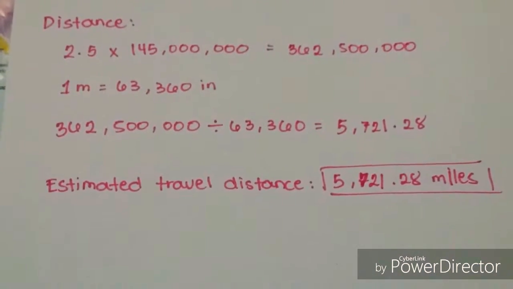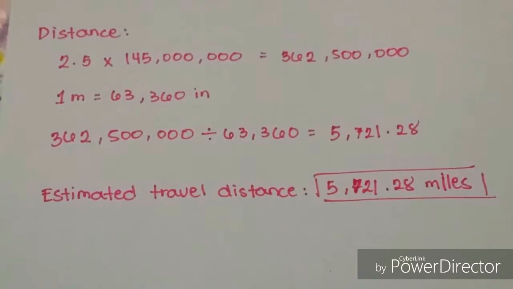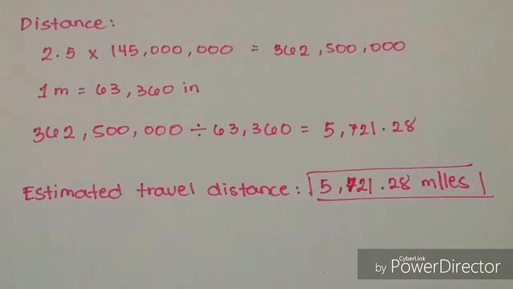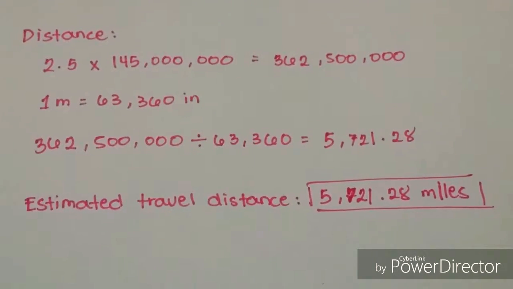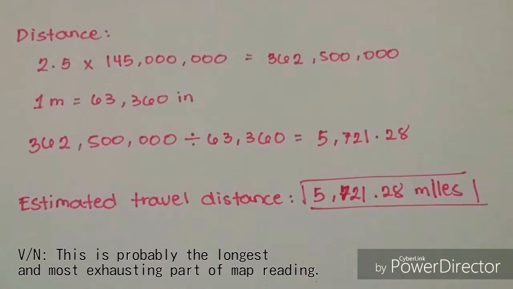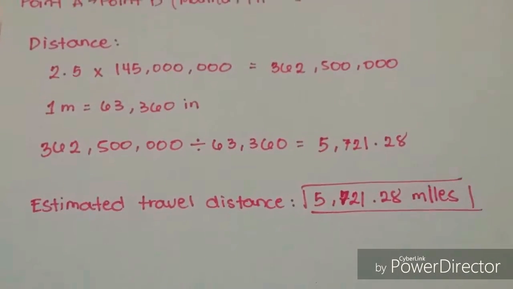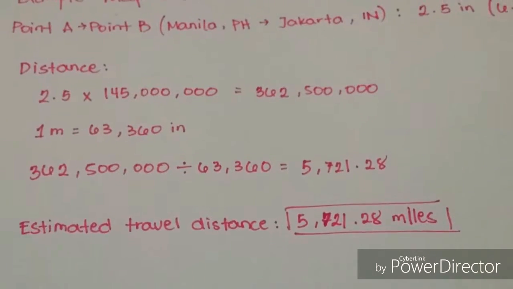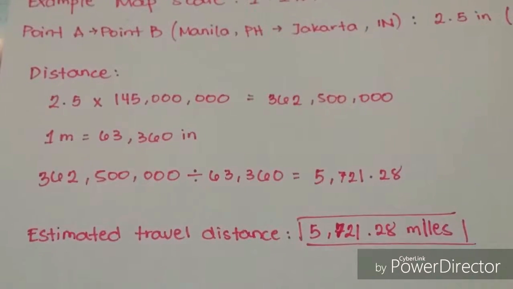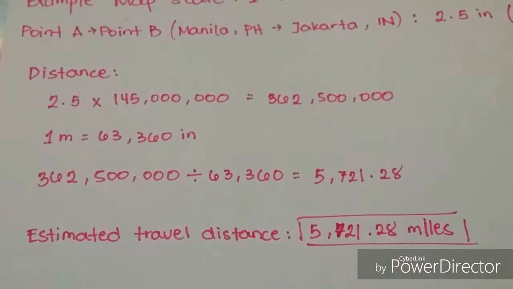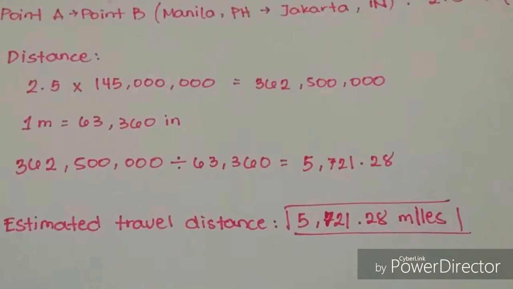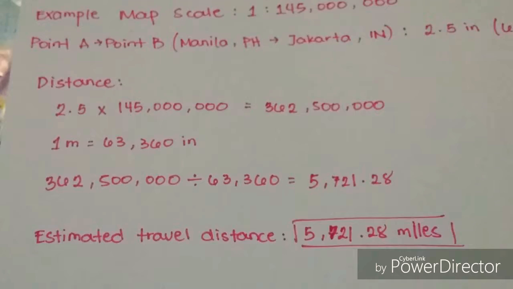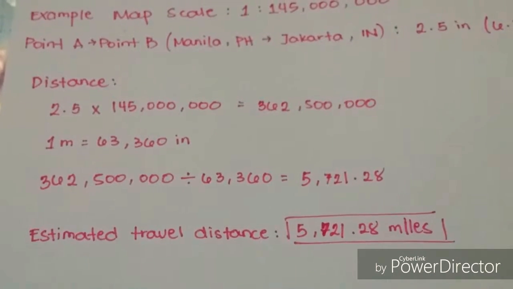We're going to have to use our math skills this time. For the distance, you have to multiply the distance of point A and point B by the scale given on your map. 1 mile is equal to 63,360 inches. You have to multiply the value you got from multiplying point A and point B to the distance indicated in your map, divide it with the miles, and then you can have it. The estimated travel distance from point A to point B, or Manila to Jakarta, is 5,721.28 miles.